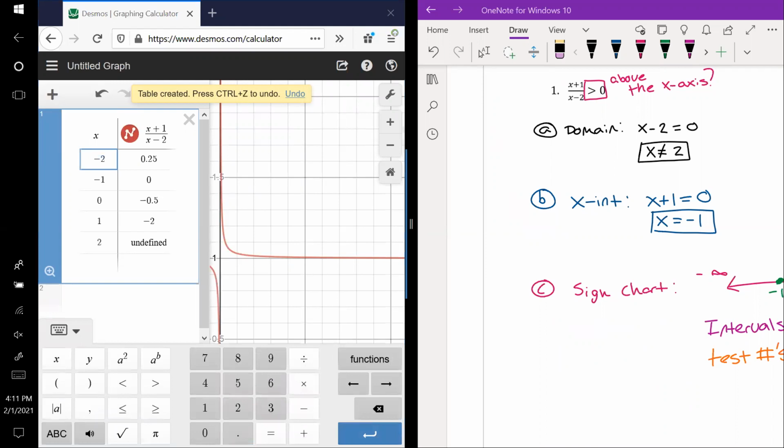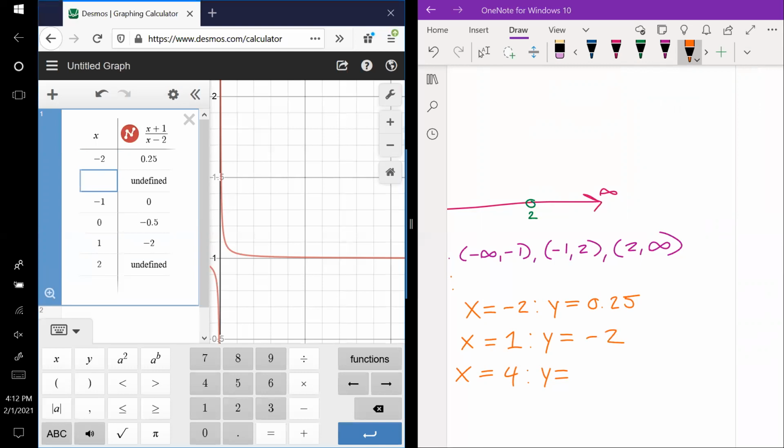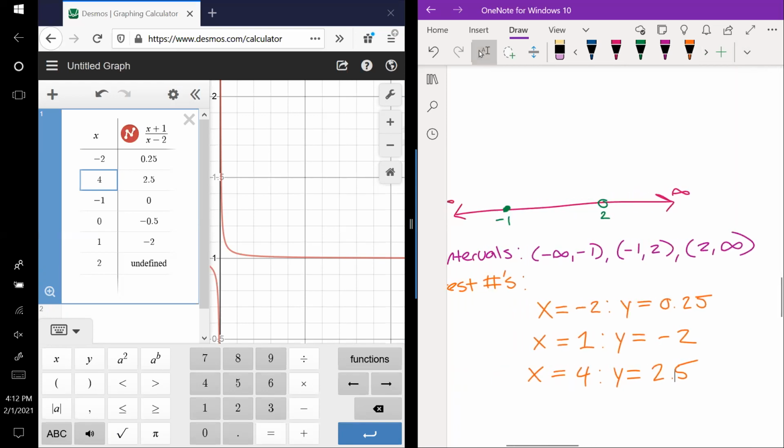And now all I'm going to do here is type in the numbers exactly. Hey, look at that. -2 is there for us already. So for -2, I get 0.25. Is 1 there already? Sure is. For 1, I get -2. And then if I type in 4 on this table and hit enter, I get 2.5. There you go. Or if you like, plug them in one by one and figure it out. Okay, so that's Desmos.